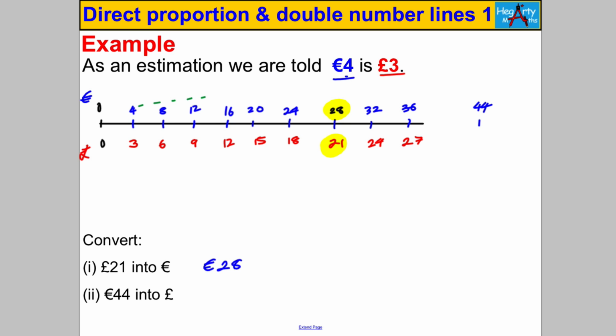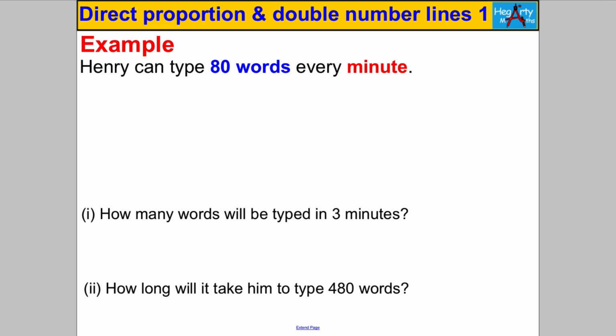Have a look at this. How do I get from 4 to 44? Remember, we're timesing, we're scaling. Well, I multiply by 11, right? And remember I said that things being in proportion to each other means if I double one, I double the other, or times one by 3, times the other by 3. So I'd have to, therefore, to the pound amount, also multiply by 11, right? And it would be, therefore, 33. So the double number line helps us visualize what we can do, and the answer in this case would be £33.